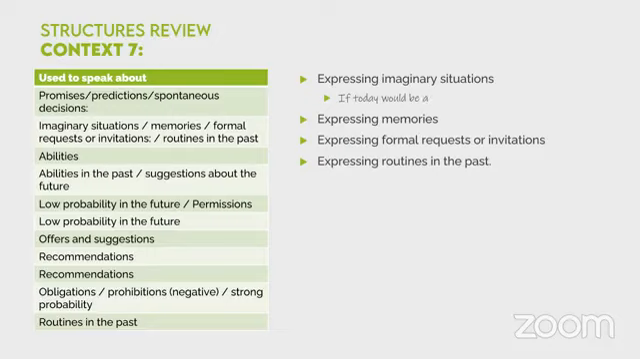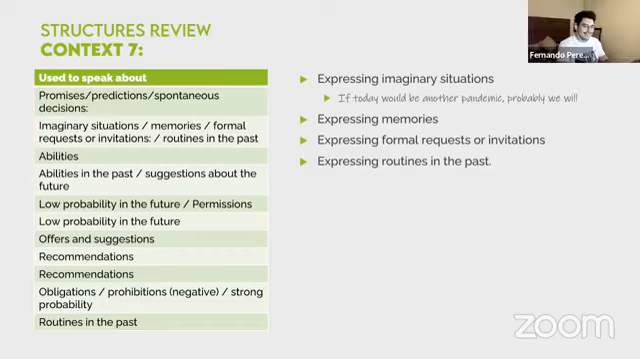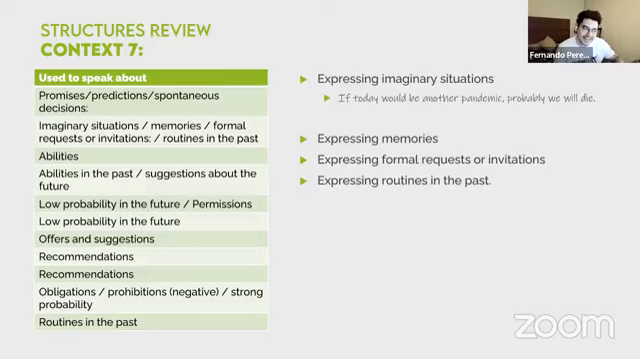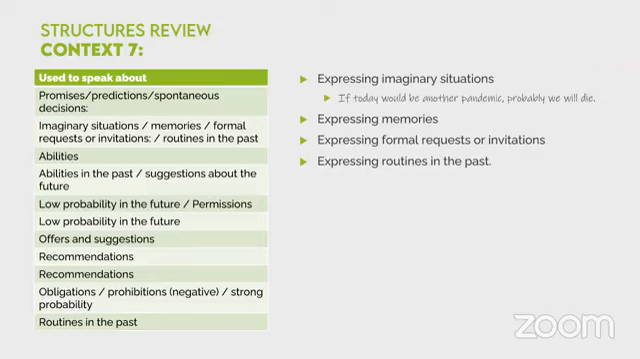"If today would be another pandemic, probably we will die." Okay, this needs correction, definitely. This is precisely the difference between will and would. In the previous examples, we said that will is for promises and predictions, but now you are using will for imaginary situations. That is incorrect.